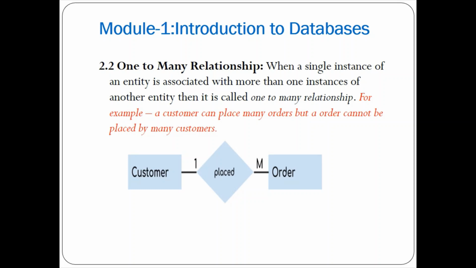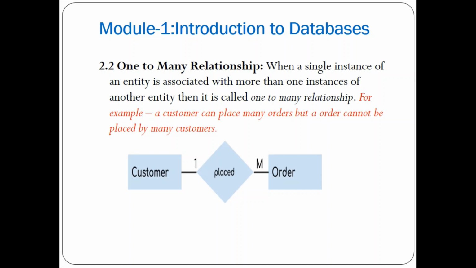Let us take an example. Customer and order are two different entities. Here, one customer can place 10 orders, but an order cannot be placed by many customers. This is an example of a 1 to many relationship.